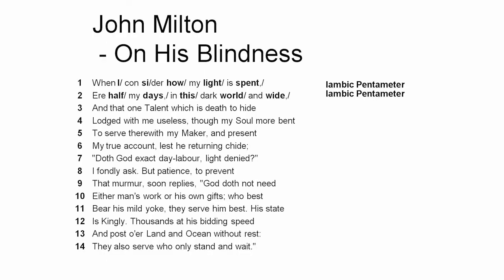Let's see whether it follows the iambic pentameter. When I consider how my light is spent: unstressed, stressed, unstressed, stressed, unstressed, stressed. So it makes one, two, three, four, five: iambic pentameter. The second line, ere half my days in this dark world and wide, is again iambic pentameter. So once again, in John Milton's On His Blindness, you can see it is an iambic pentameter, 14-lined sonnet.